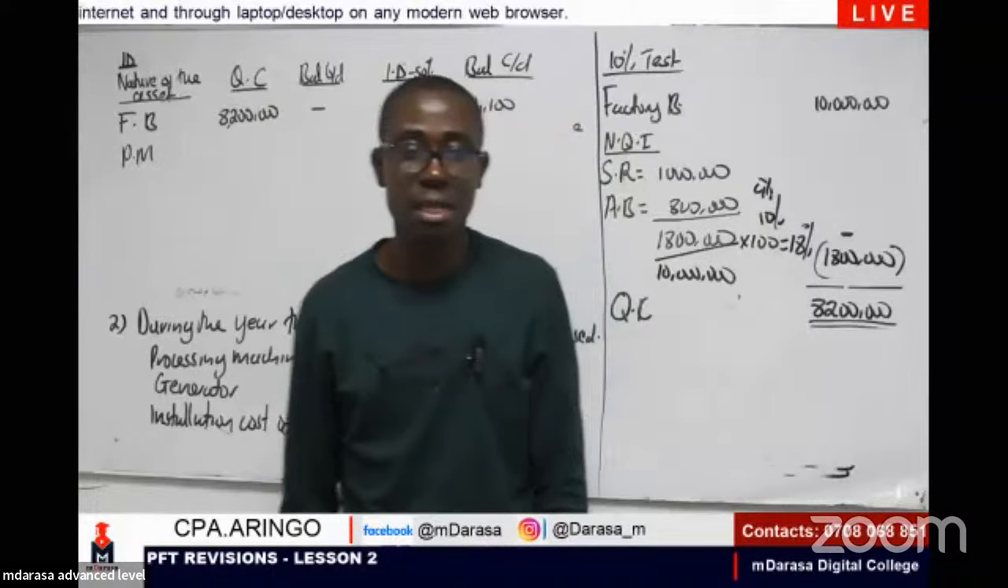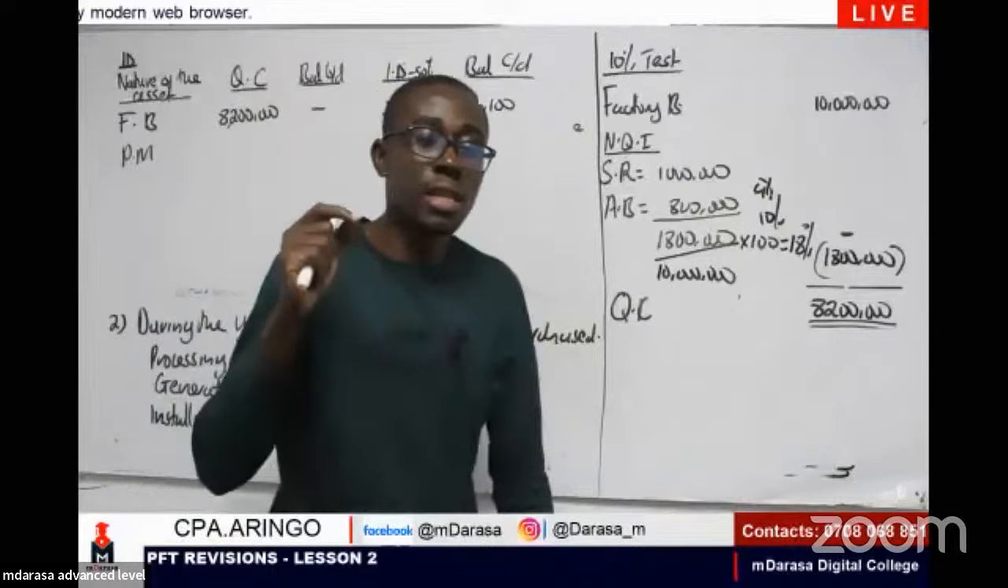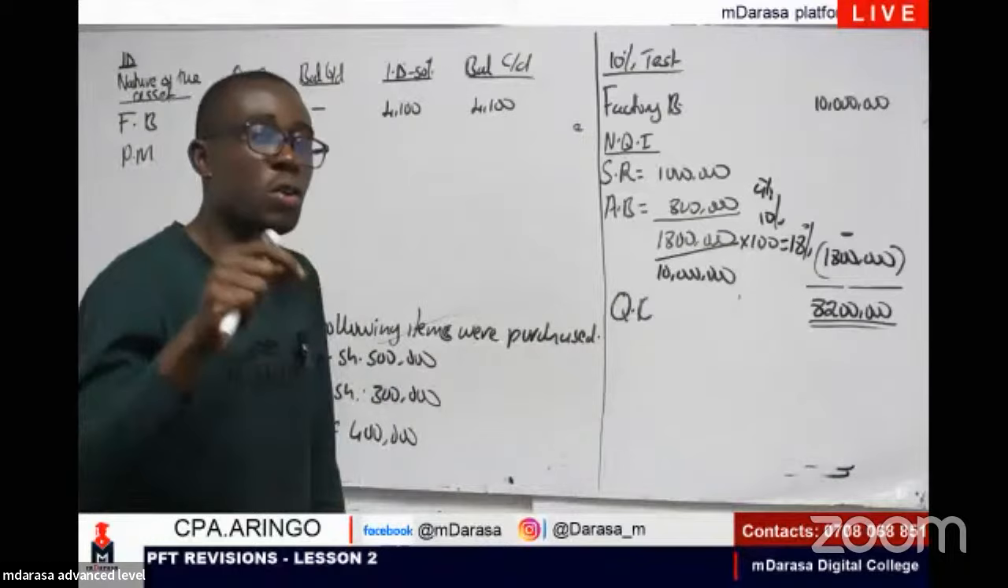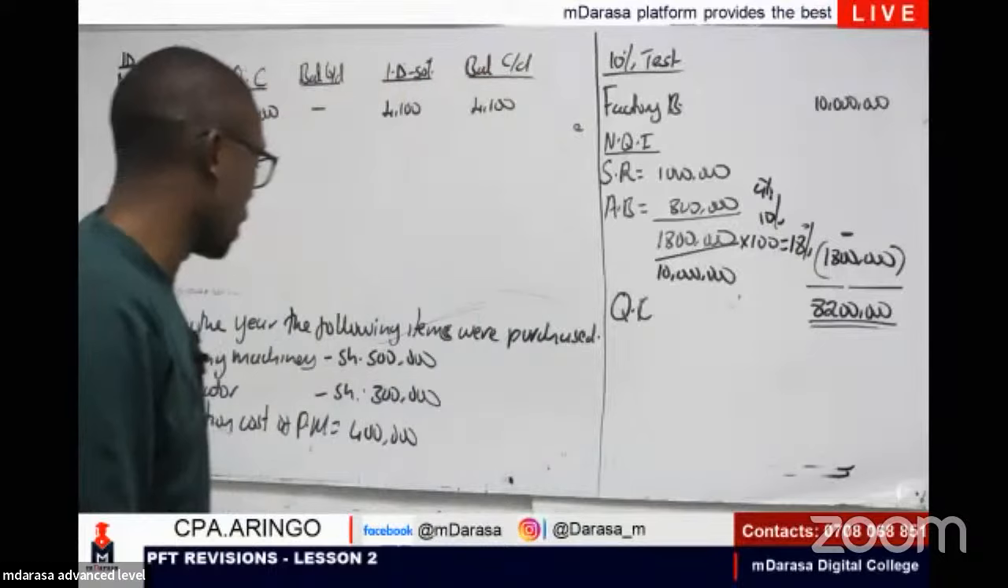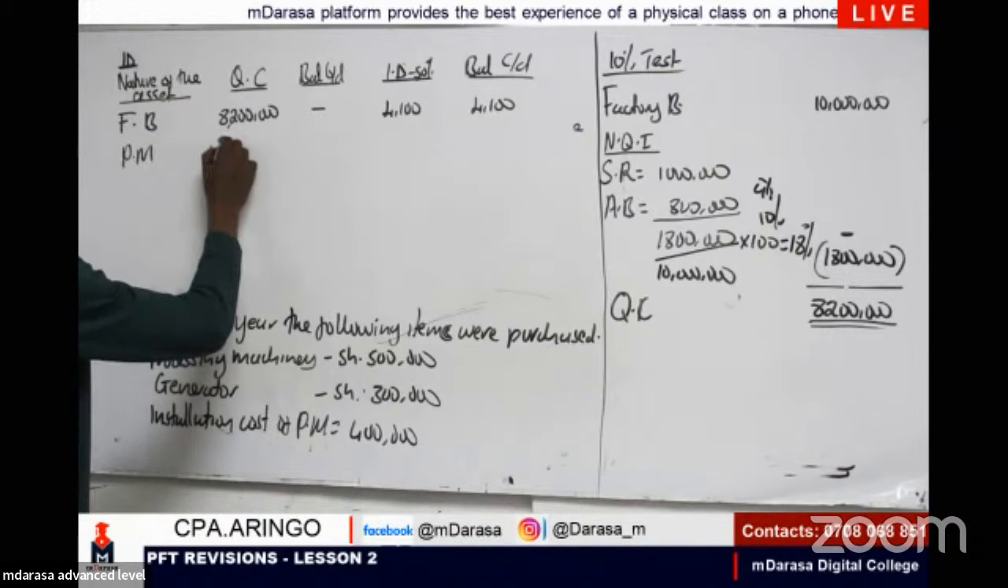So this is what is happening. Processing machinery is 500,000. Then we had installation cost of processing machinery. Installation cost is an incidental cost to that processing machinery. So if I want to determine my qualifying cost for processing machinery, this will be simple. I'm going to take the 500,000, and we add the incidental, which is 400,000. That gives us 900,000. So very confidently, I'm going to take 900,000 there.